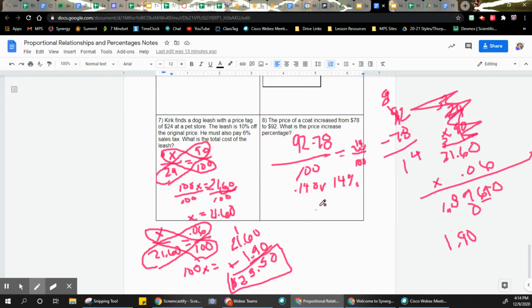Since it's an increase, it's got to be 114%. We're going to have to add it to 100. 100 plus 14 is 114%. So it's 114% is the difference, or a 14% increase.